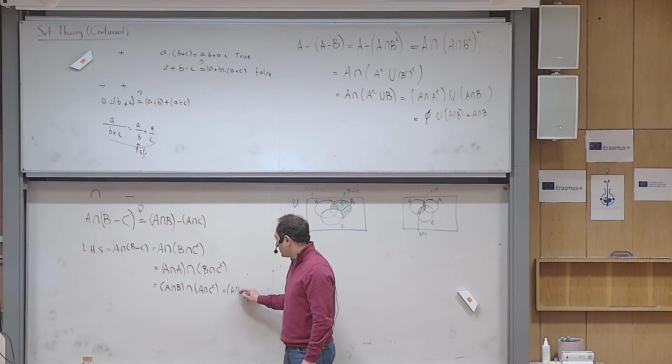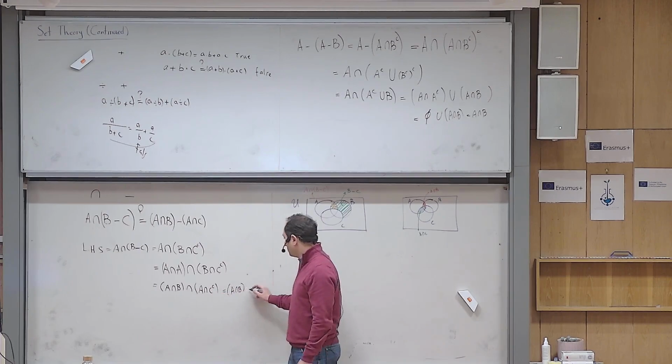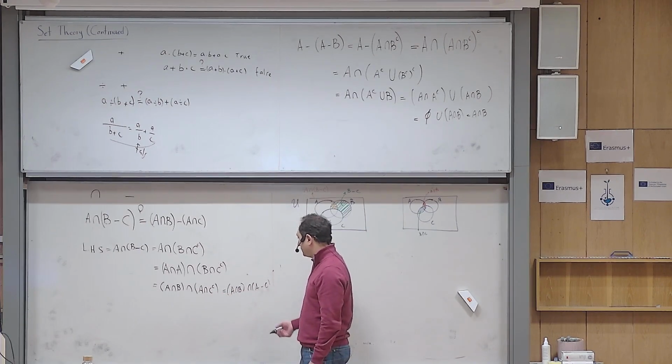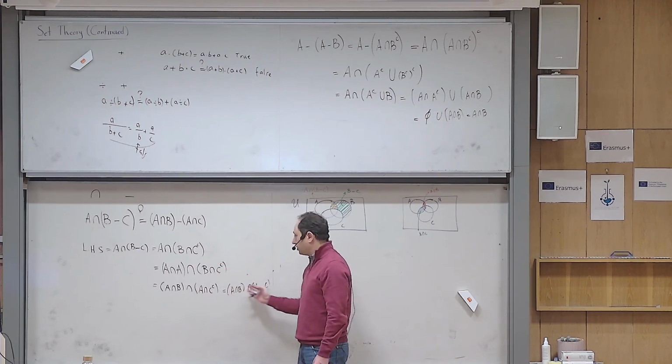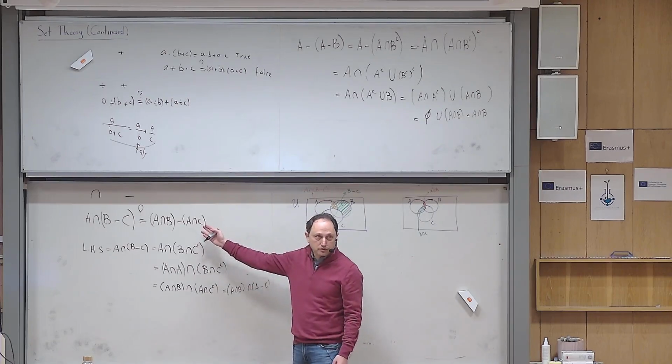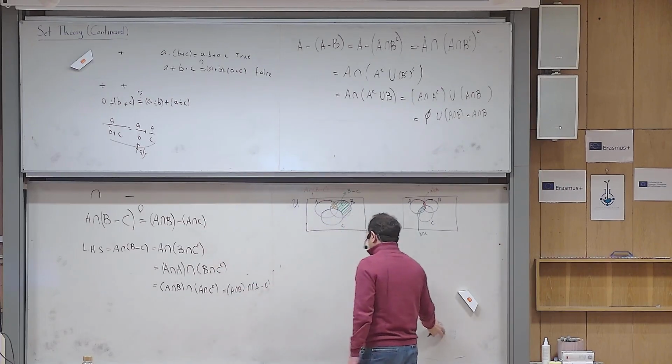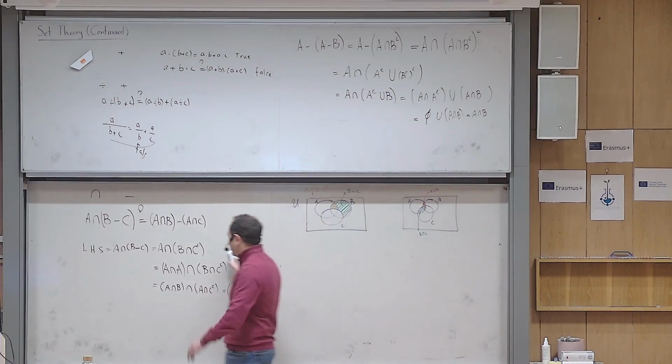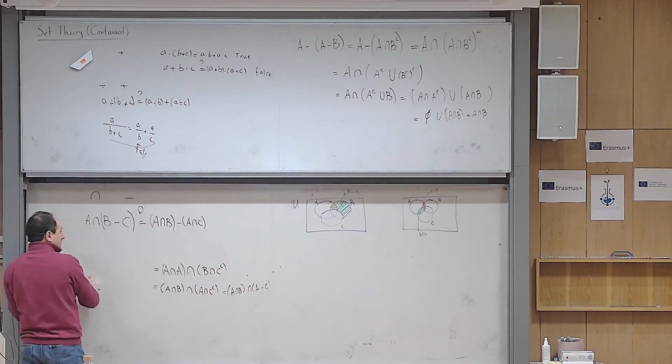I can write A intersection B. For this one, I can just write A minus C. What I have shown is correct, but it is not what I want. Okay? So, yes, I realize that it is harder than I thought. But anyway, it would be even more fun.